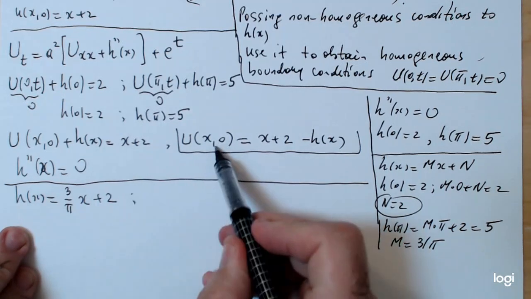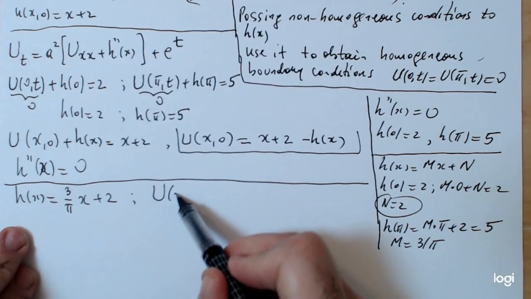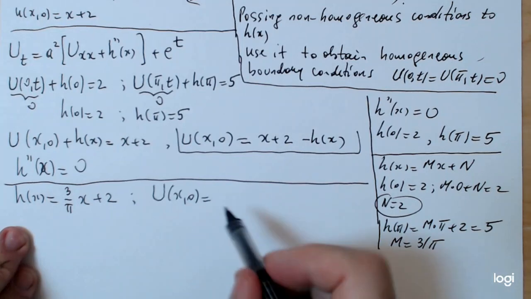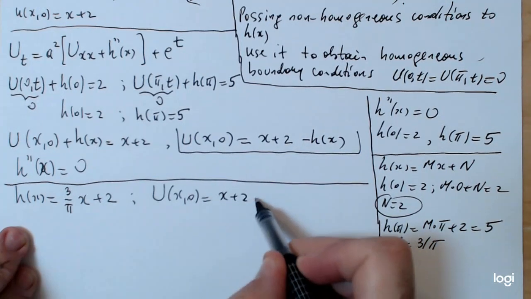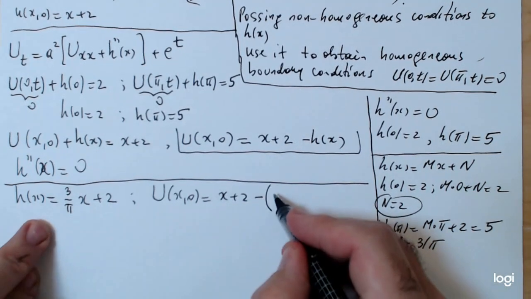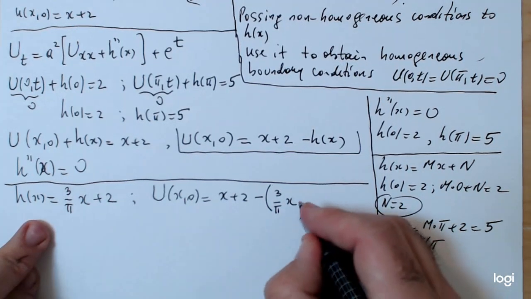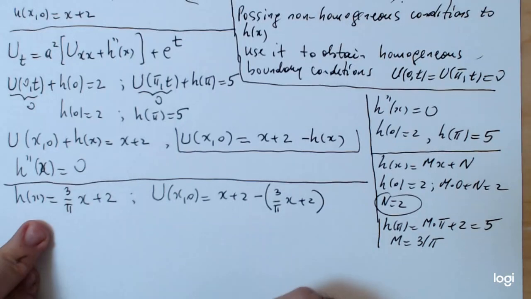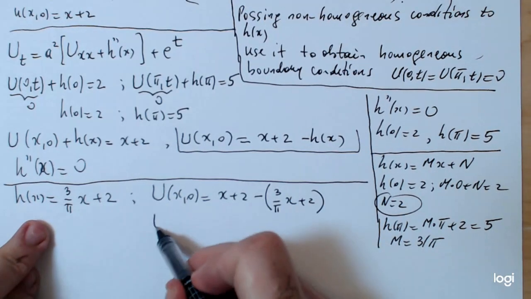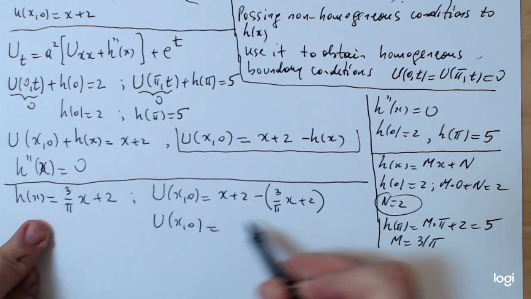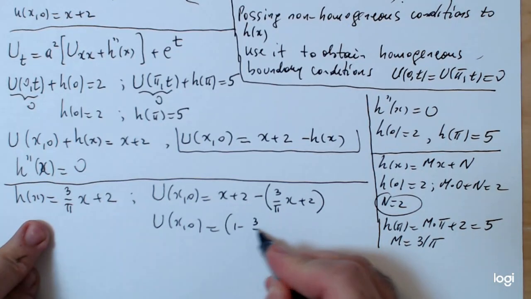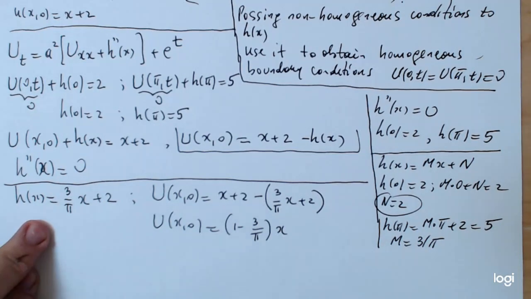And of course, now the initial condition for the problem in big U will be x plus 2 minus h of x, minus quantity 3 over pi x plus 2. 2 cancels. We can pull out x, and that gives me 1 minus 3 over pi times x.